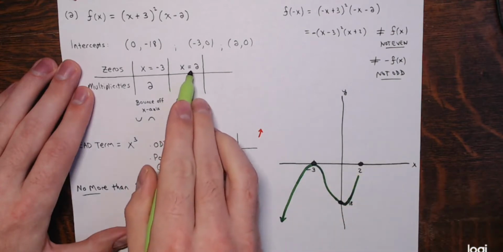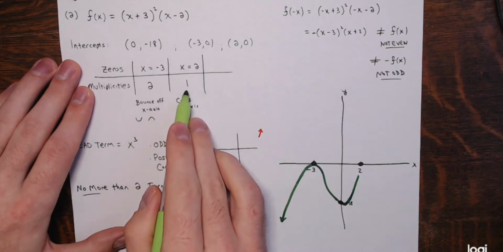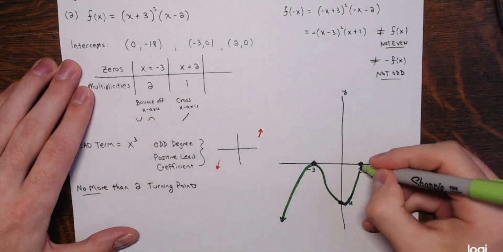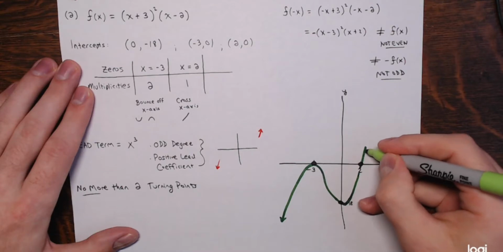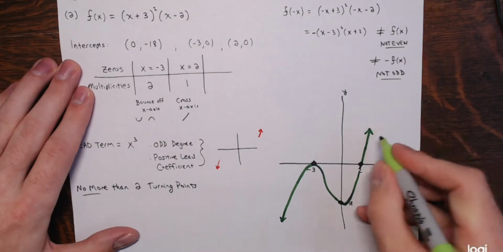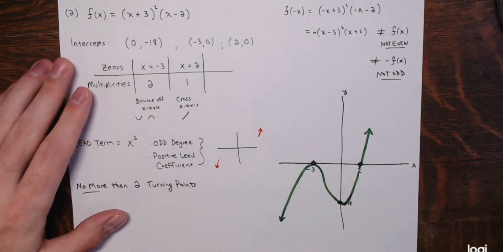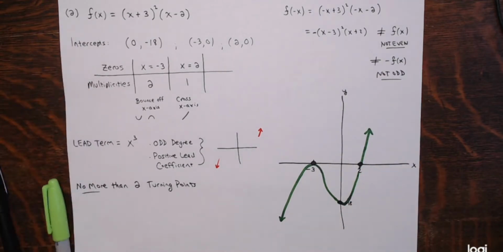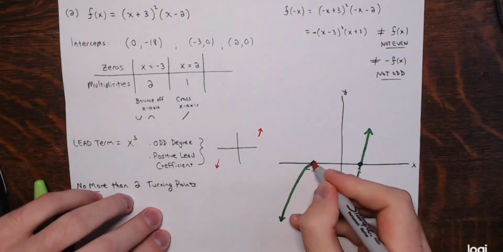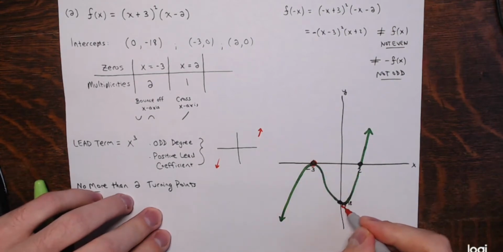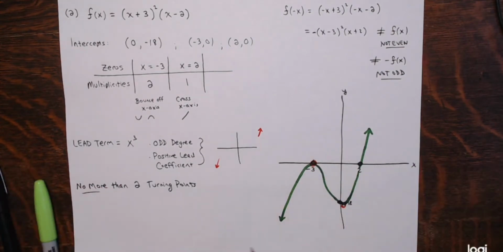Now at x equals 2, it's got to cross, it's got an odd multiplicity, and it's crossing like a line, and then continue on, to end up going up to the right. So something like this. And if you count the turning points, there are 2 turning points in my drawing, which is fine. Can't have more than 2 turning points though.